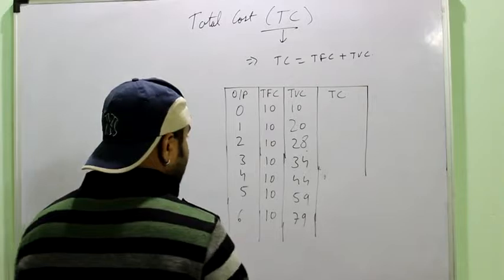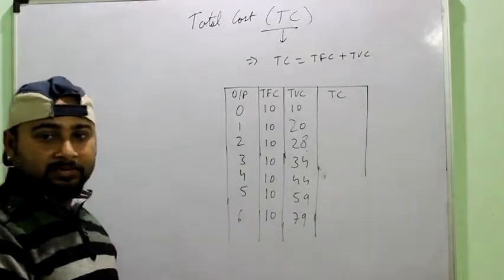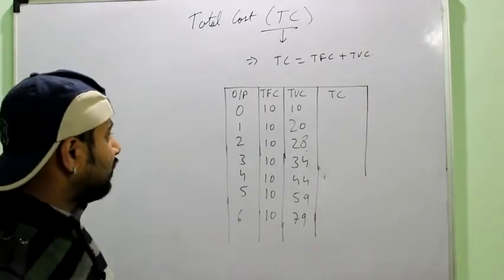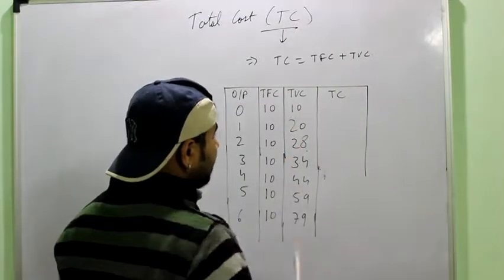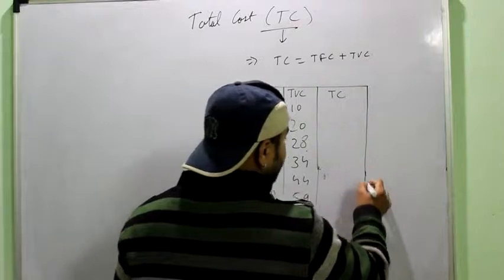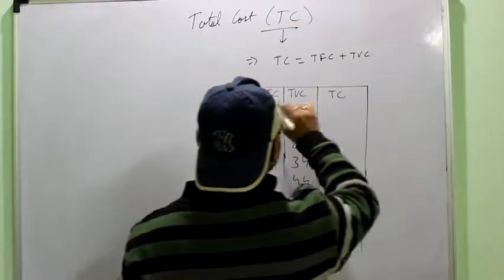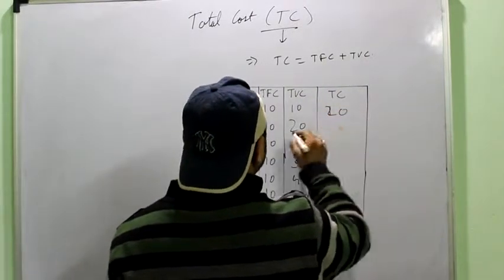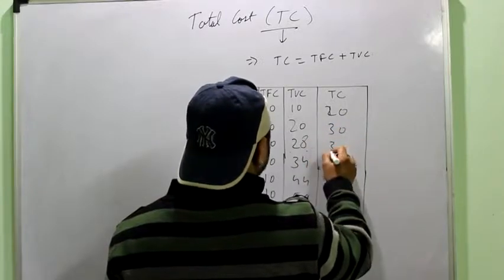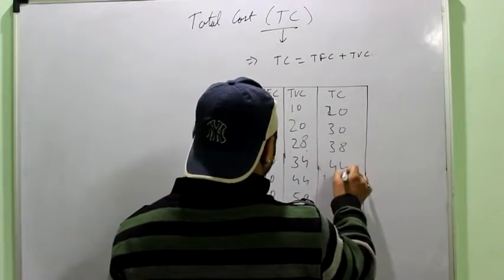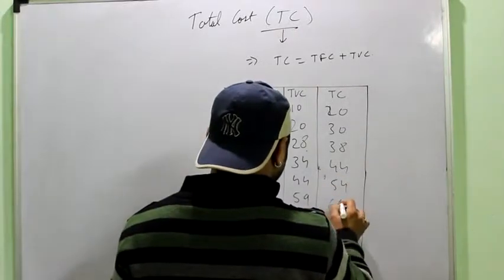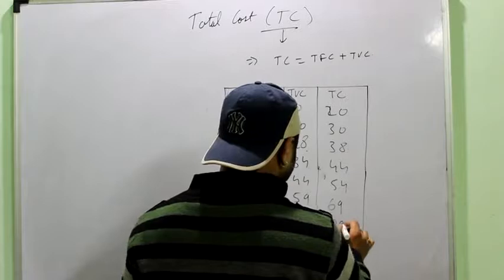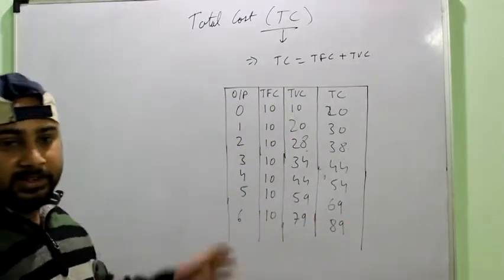You have to remember the schedule. Whenever you are framing a schedule, it should be according to the behavior of the particular curve. First increase at a decreasing rate, then increase at an increasing rate. Then TC is the sum of these two. So first 20, then 30, then 38, 44, 54, 69 and 89.